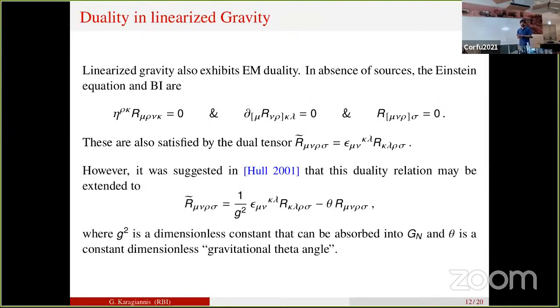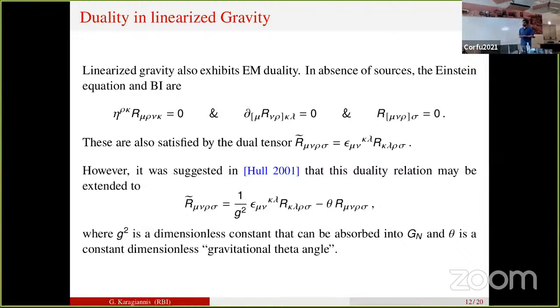And now there is a next step that one can take, and it regards linearized gravity. So it's of course well known that it exhibits electromagnetic duality, and this is mainly because in absence of sources, the Einstein equation and the Bianchi identities on the linearized Riemann tensor, which are this one here, are also satisfied by the Hodge dual tensor by definition.